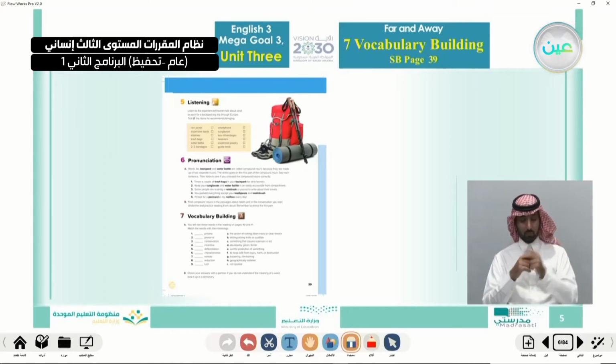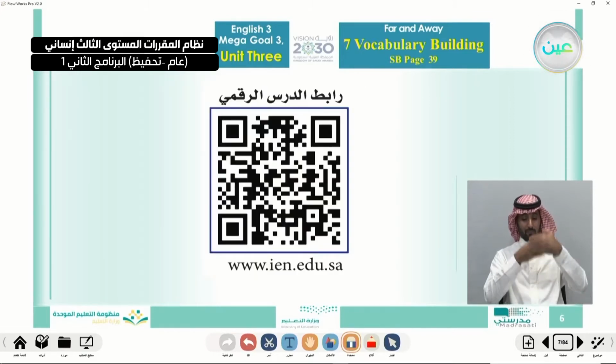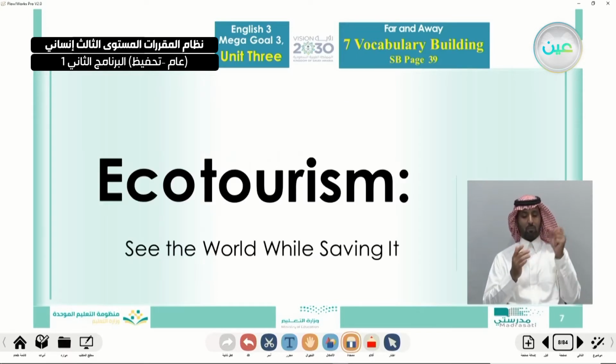Okay, now we are at step number 7 in the middle of this unit, which is called vocabulary building. Now, as always, you need to scan this QR code to download all the materials needed for this class from the Ain website.